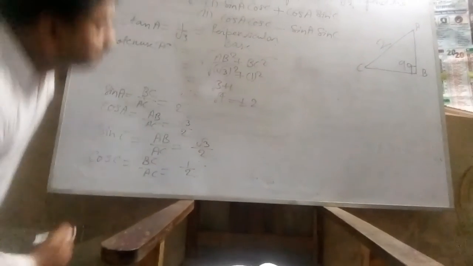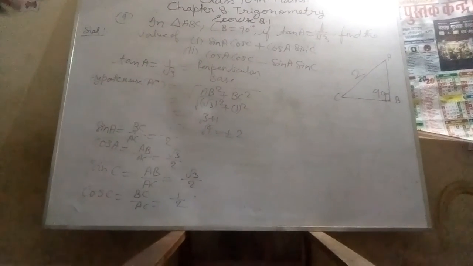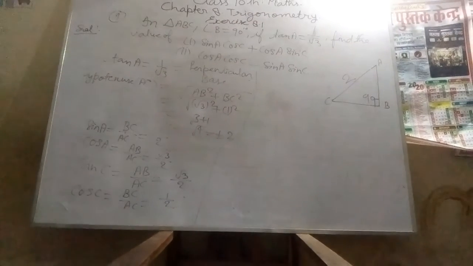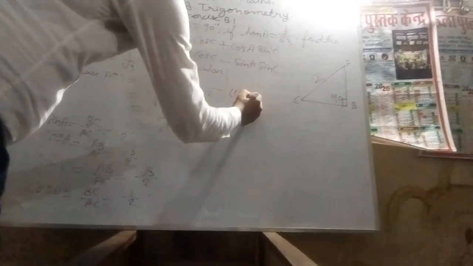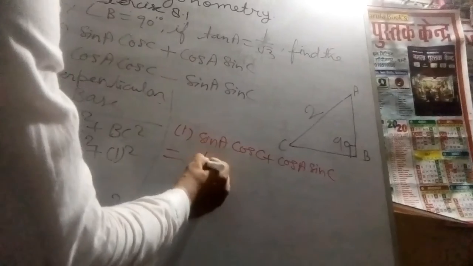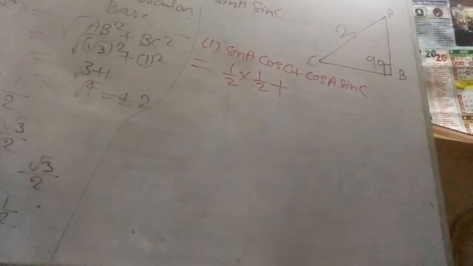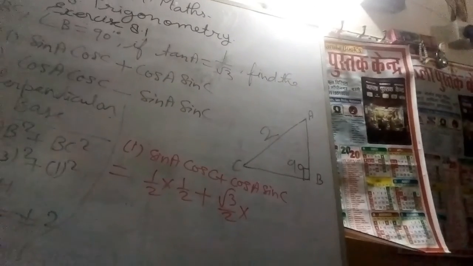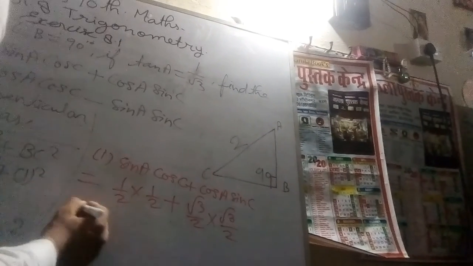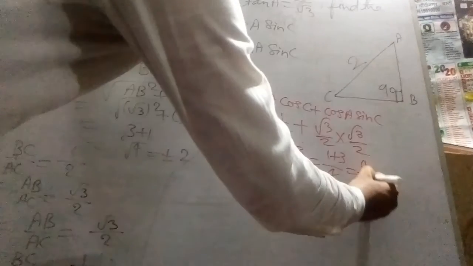Now find out sin A cos C plus cos A sin C. Sin A equal to 1 by 2 into cos C equal to 1 by 2 plus cos A is √3 by 2 into sin C also √3 by 2, so 1 by 4 plus 3 by 4 equal to 4 by 4 equal to 1.